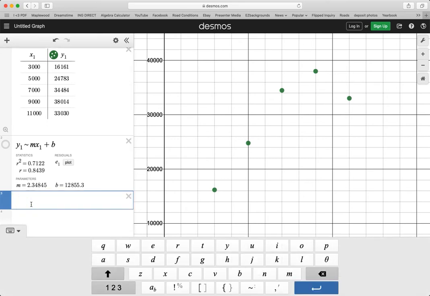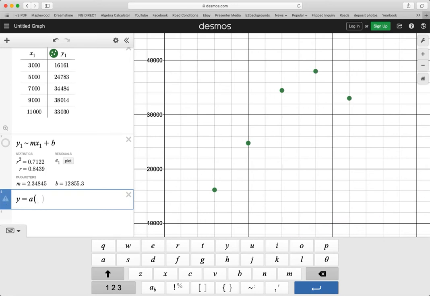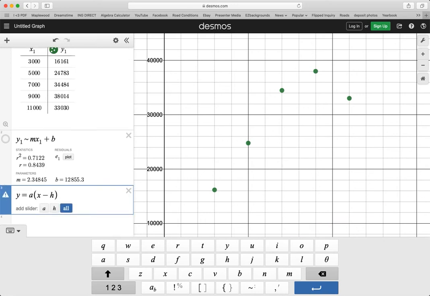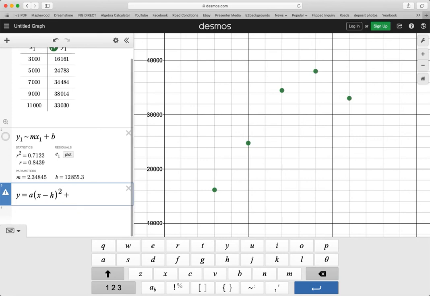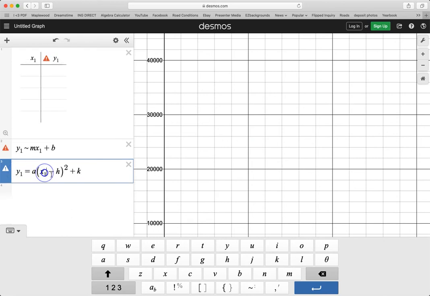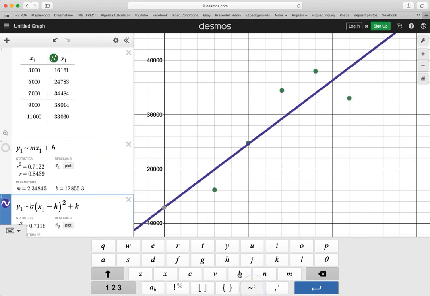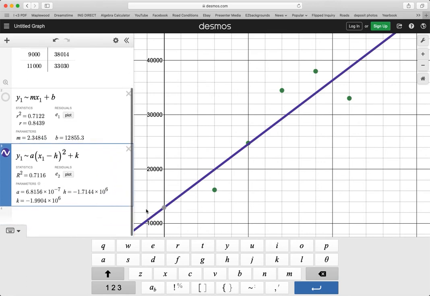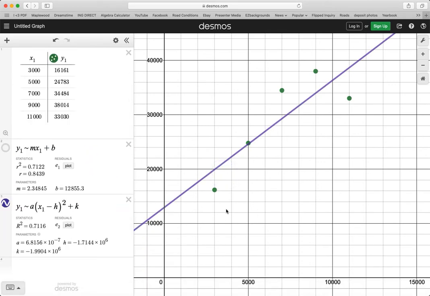So here's the general form for a parabola. Instead of y equals mx plus b, it's y equals a(x minus h) squared plus k. And we have to do the same thing with it to tell it to refer to table 1. I have to put a 1 next to the y and a 1 next to the x, and I have to change the equal sign to that tilde. And now, that doesn't even look like a parabola, okay?